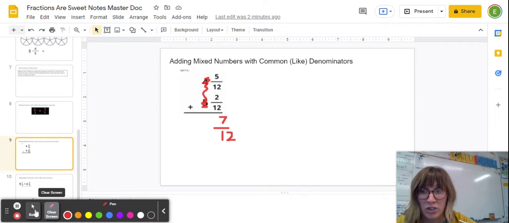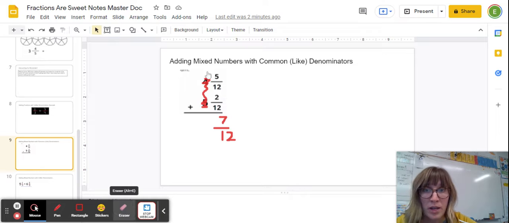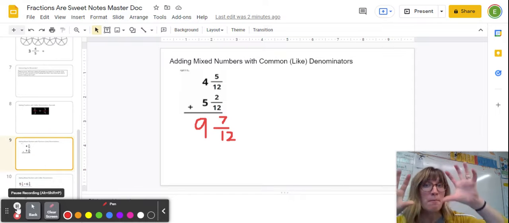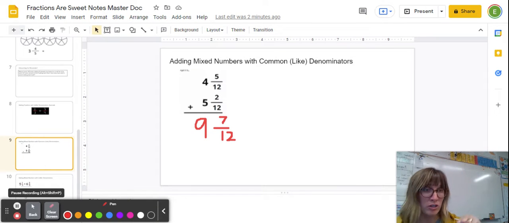Well, now the new feature is that we want to put our whole numbers back in. And now we're simply going to add these up. 4 plus 5 gets us 9. Okay, so when you're adding mixed numbers, you can do your fractions first and your whole numbers second.